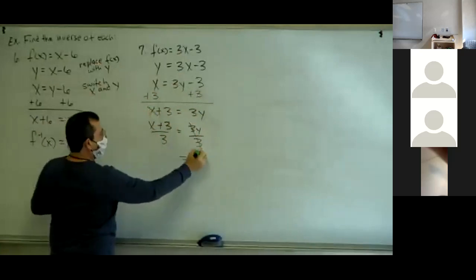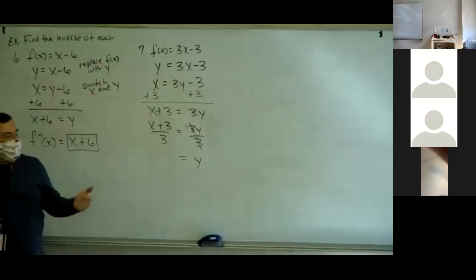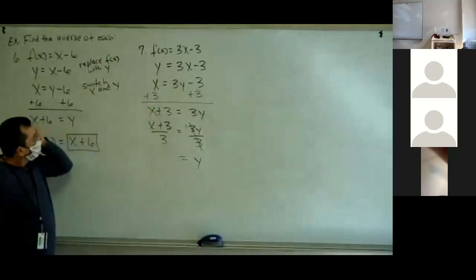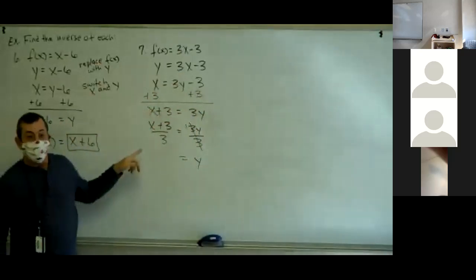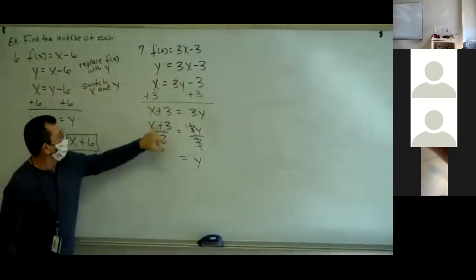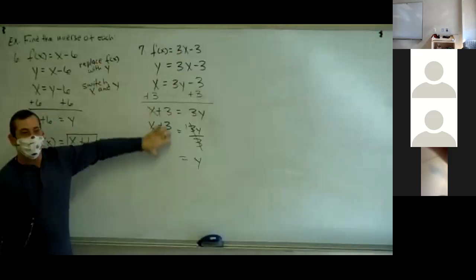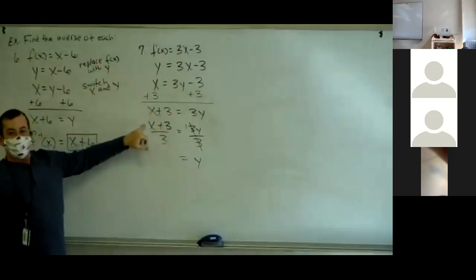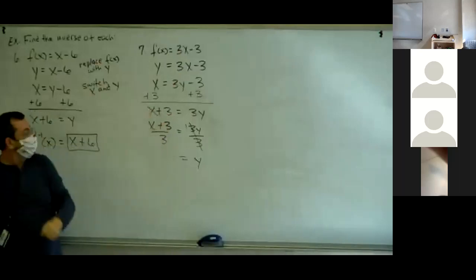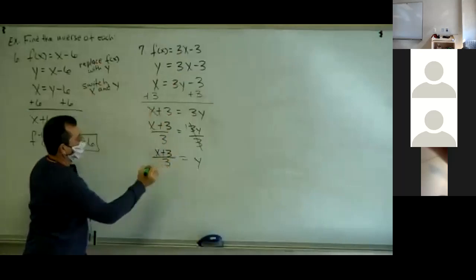So on this side you can cancel the 3's, making that a 1y. Can I cancel these 3's? No. Good job. The only way you can cancel this 3 is if both of these have a 3 in them, because that 3 affects both of these columns, okay? Since this one didn't have a factor of 3 that I could reduce, I couldn't do anything to it. So it's going to stay at x plus 3 over 3.